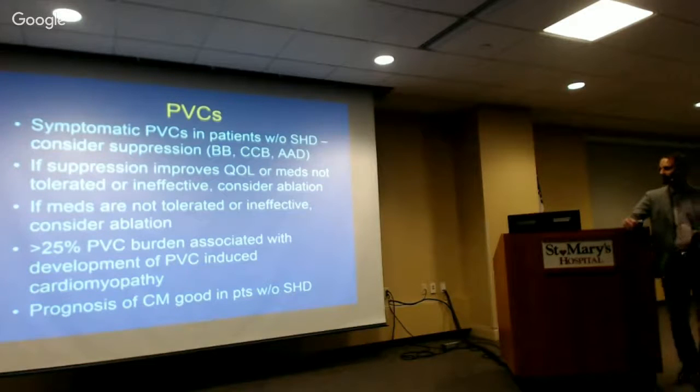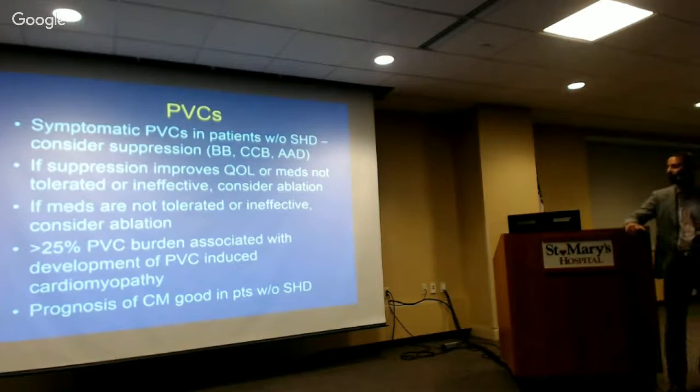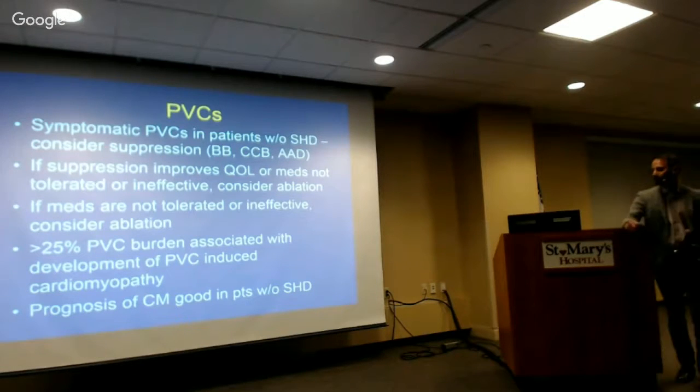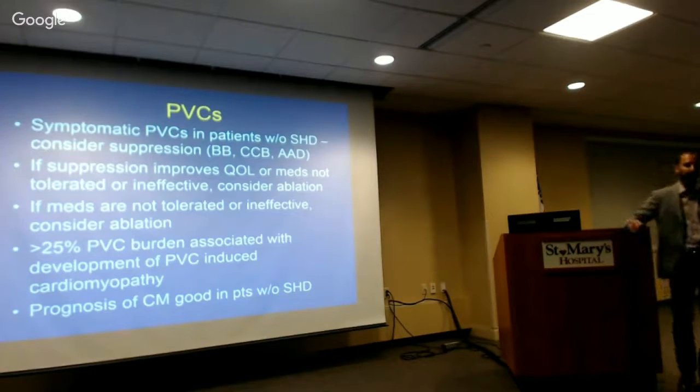You have patients that have PVCs that are not related to structural heart disease that are very symptomatic. You may want to try treating them with beta blockers, calcium channel blockers, occasional antiarrhythmics like flecainide or amiodarone. If that improves their quality of life, you may continue medications. If medications are not effective, you want to consider ablation of the PVC.